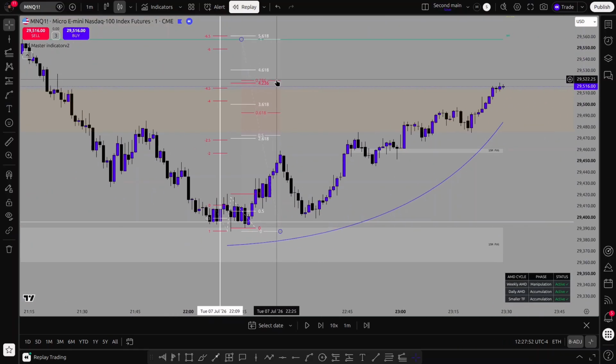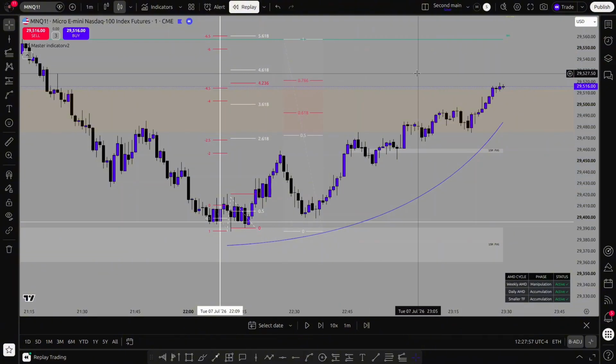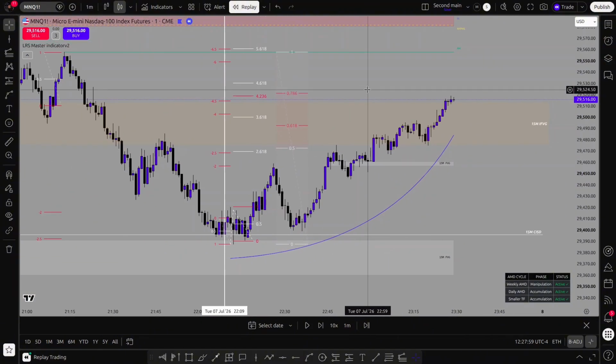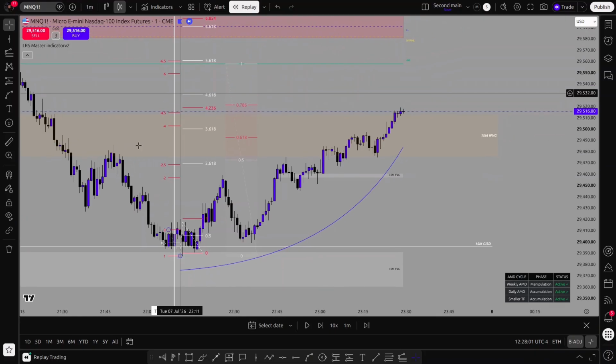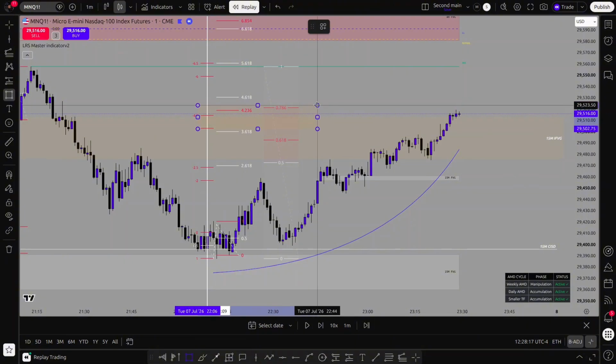So now I see what aligns with that. Let me move the equilibrium out of the way so that it doesn't overlap. Now I start seeing the golden pockets for this range. What are my golden pockets? The golden pockets are not the perfect alignment, meaning that 4.5 doesn't have to necessarily align perfectly with 4.236 or equilibrium. It's just the levels that are near each other. Therefore, that is my golden pocket.